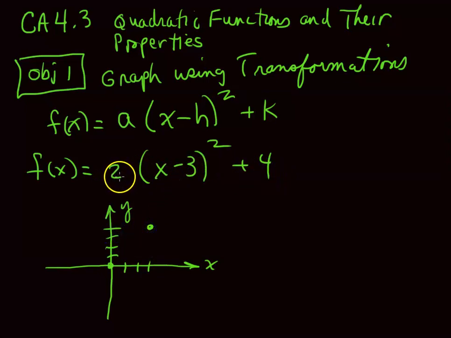2 means it's going to be vertically stretched, so it's going to be skinnier than normal, but it's still a parabola. If 2 were negative, it would open down. If 2 were 1/2, it would be a little fatter, so to speak. If you added 3, it would go left 3 instead of right. If you subtracted 4, it would go down 4 instead of up. So you should be able to find that new reference point by using the h and k. That is called the vertex.